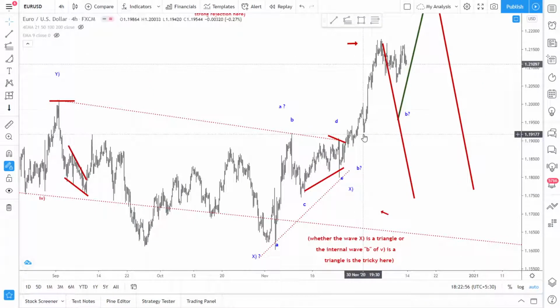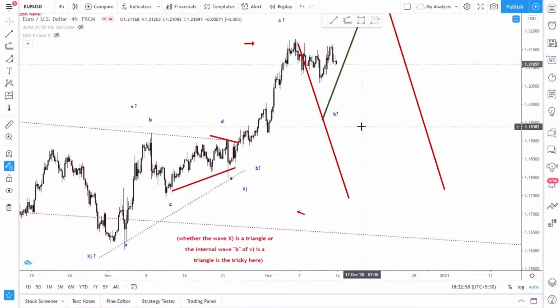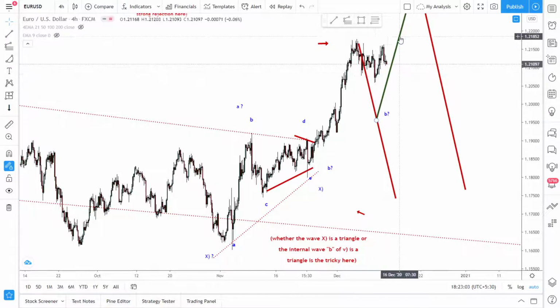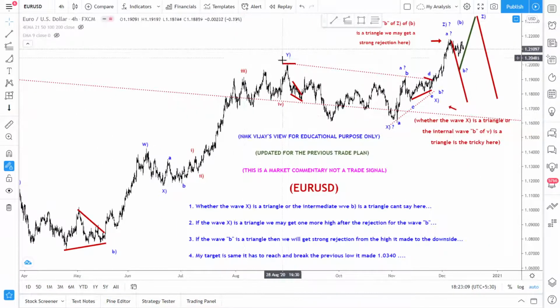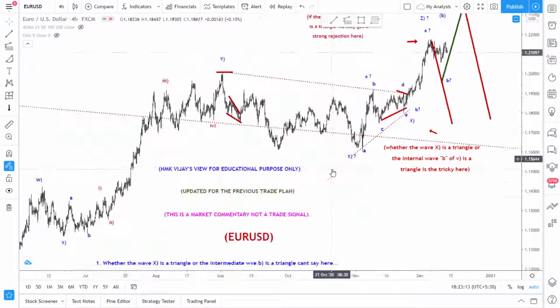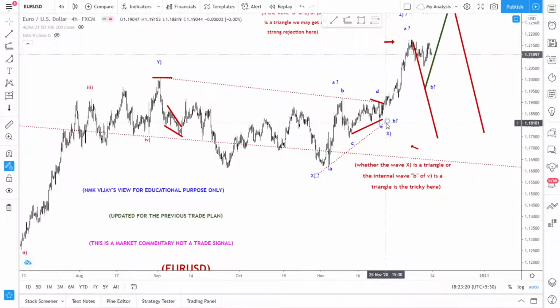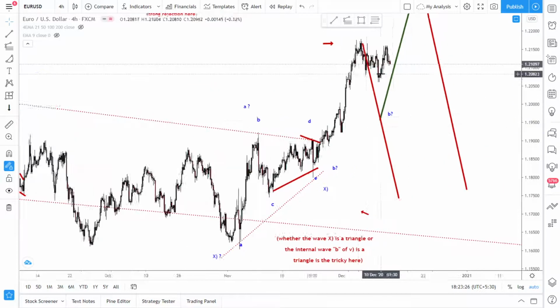Here, whether there is one more wave to the downside and then again one more ABC wave to the upper side is also possible, or it could be a C wave also, because from here the Y is completed and X is completed. Whether the X could be a triangle, the same as I explained last week, or the B could be a triangle, the intermediate wave. If B is a triangle, there is still one more wave to the upper side possible.